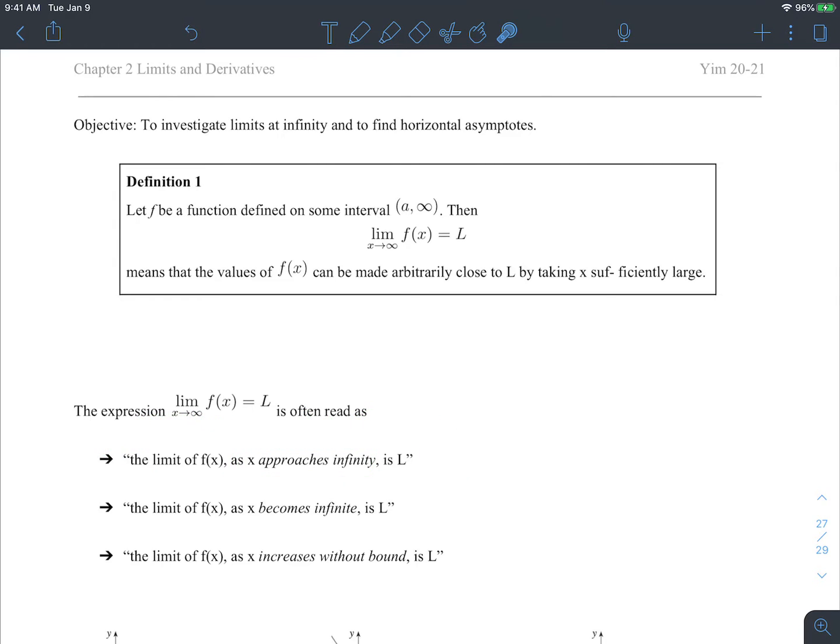Now, the difference between these three items is that one says approaches infinity, the other says it becomes infinite, and the other says increases without bound. They all mean the same thing. Okay.